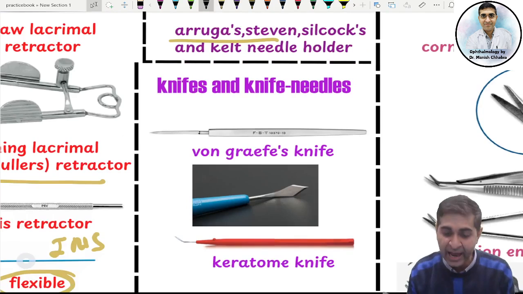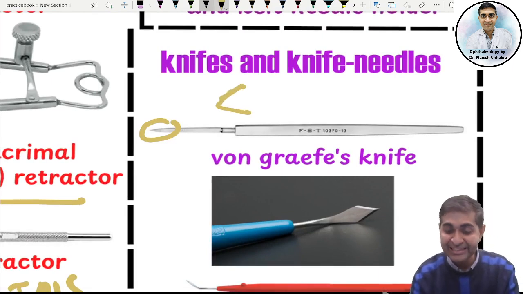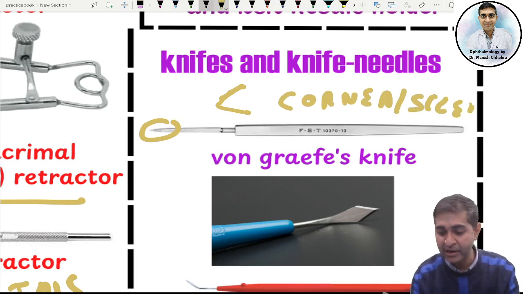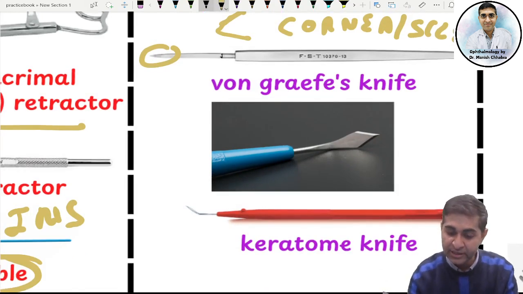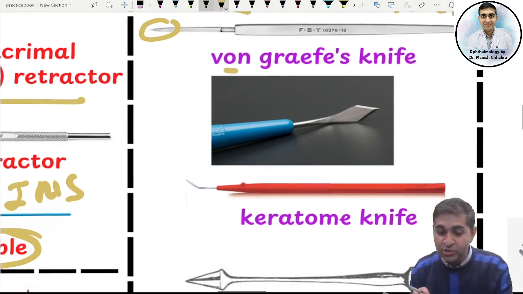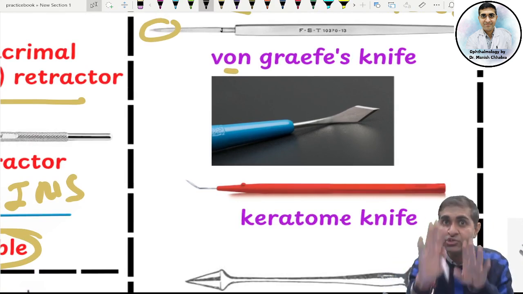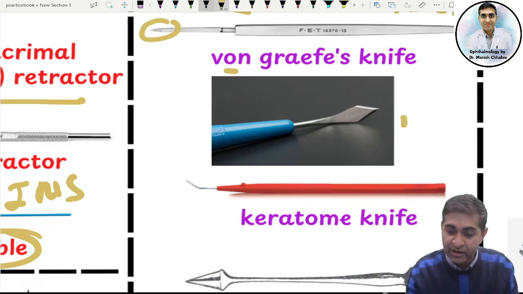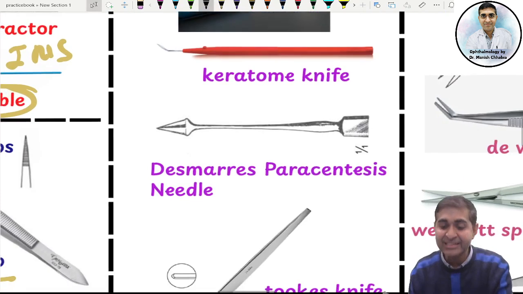Then come knives and handles. Can you see that the tip is pointed like this? Yes, this is to make an incision in the cornea or sclera. So this is one knife, and this is the Von Graefe knife, of course, and this is your keratome. In the keratome you can see that the tip is diamond shaped, so it is used to give the main incision during phacoemulsification, a clear corneal incision in phacoemulsification. It is the keratome. Then there is the paracentesis needle.